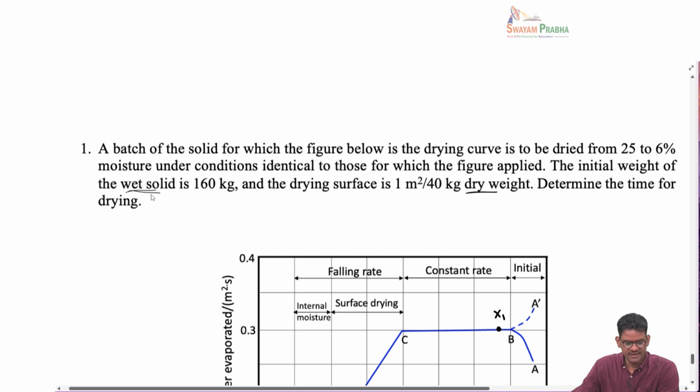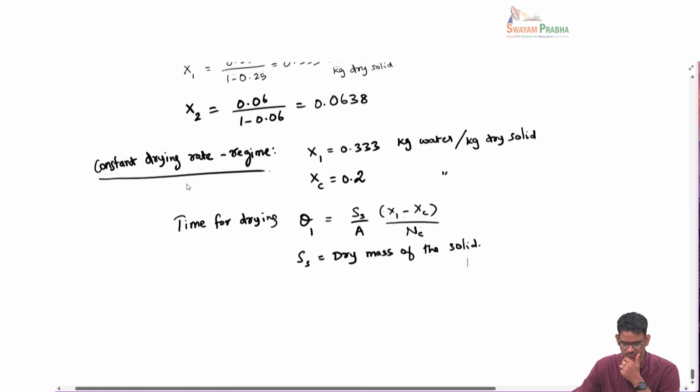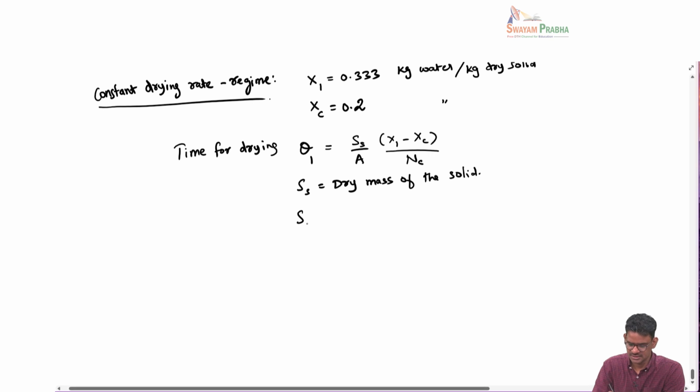What is given is the wet solid weight. We want dry solid, but the wet solid is given as 160 kilogram. It's an initial weight, and we know the initial moisture also. This is 25% by wet basis. So the remaining 75% of 160 is actually dry weight. So we say that SS is nothing but 160 times (1 minus 0.25). This is about 120 kilogram.